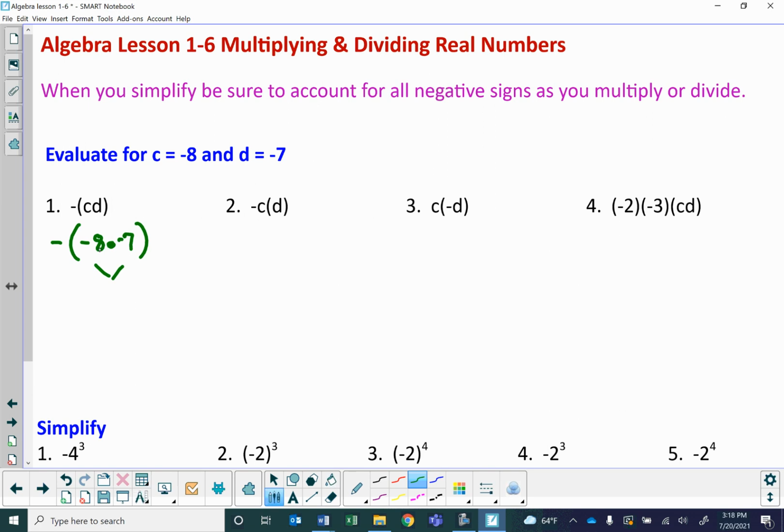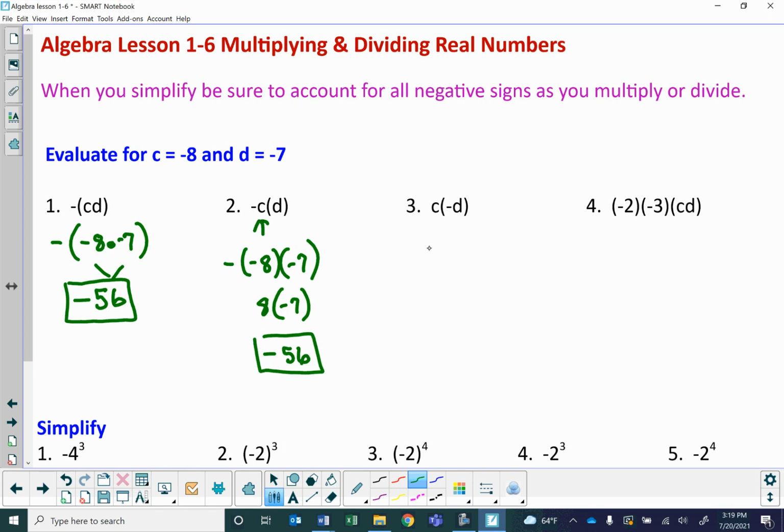Because I have 3 negative signs, my answer is going to be negative altogether. These two make a positive 56, and then I apply the negative on the outside and it becomes -56. I actually prefer to just count the negative signs and figure out if it's going to be positive or negative. Here, this says the opposite of c. Well, c was -8, so we have a -8 times -7. So we have another 3 negative signs, or we can think of it as the opposite of -8, so 8 times -7. Either way, I have 3 negative signs or I have 1 negative sign. Both of those are odd, which means my answer is still going to be negative.